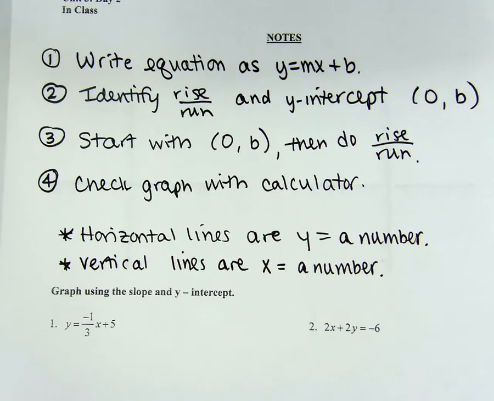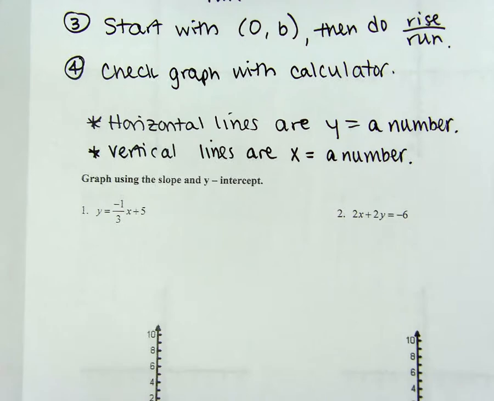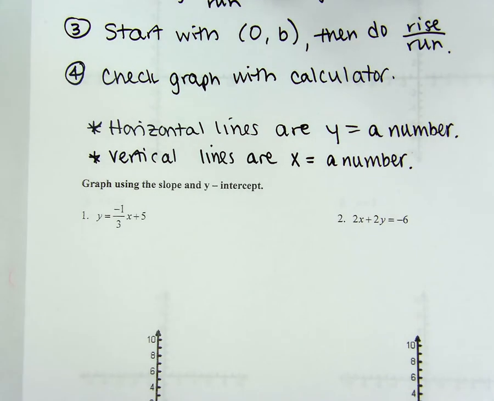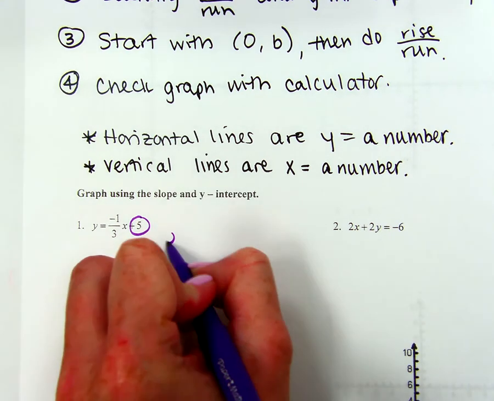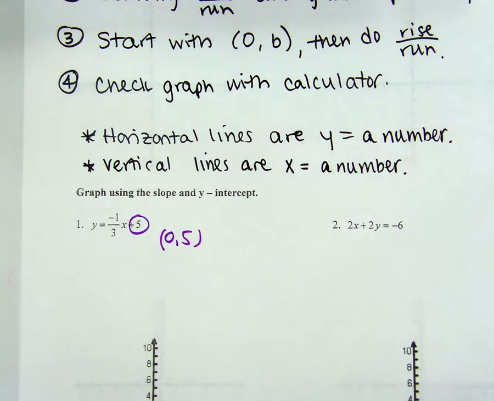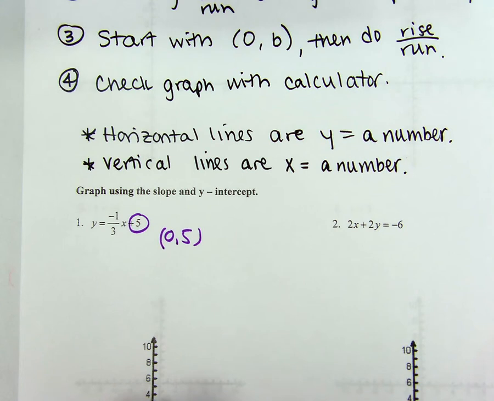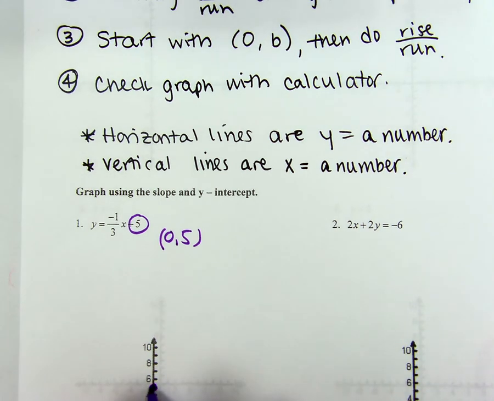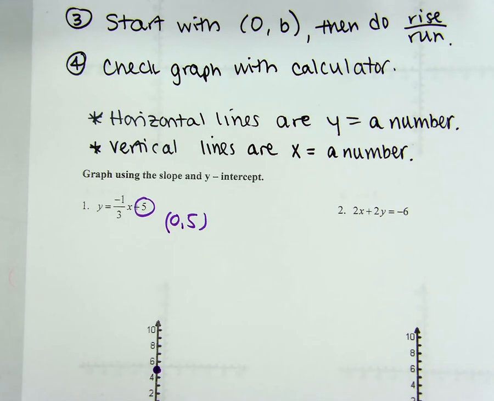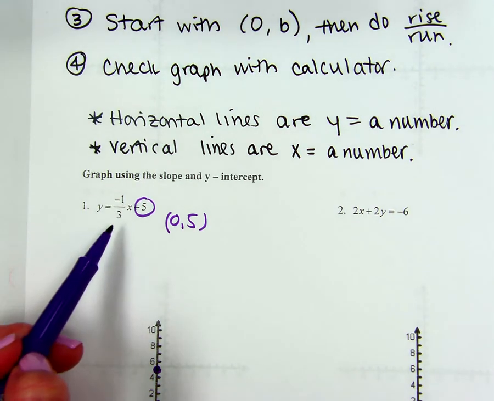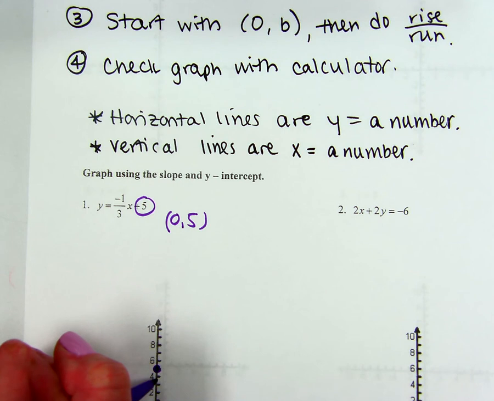So let's go through a couple sample problems here. We're going to start with number 1. It says graph using the slope and the y-intercept. The first thing we're going to look at, just like we said in the notes, is our y-intercept. That gives us the ordered pair (0, 5). So we go over 0 and up 5. Right here is our y-intercept. Now we're going to use our slope. Rise over run is -1 over 3, so we go down 1 and to the right 3.